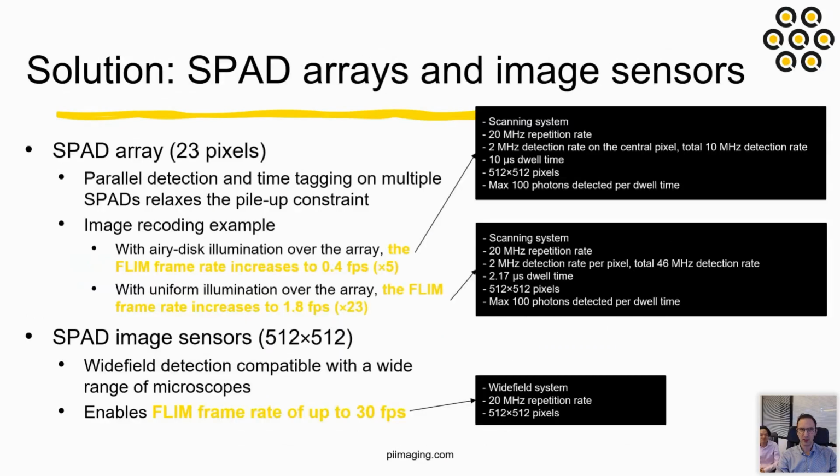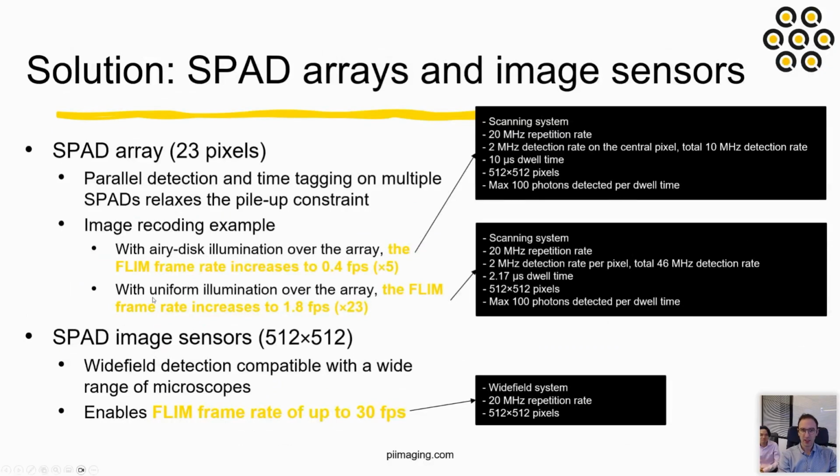So for that, we are offering, of course, 2 solutions. We are offering SPAD arrays, which overcome the pileup constraint. And we also offer image sensors for FLIM, which overcome both the pileup and the requirement to have scanners.